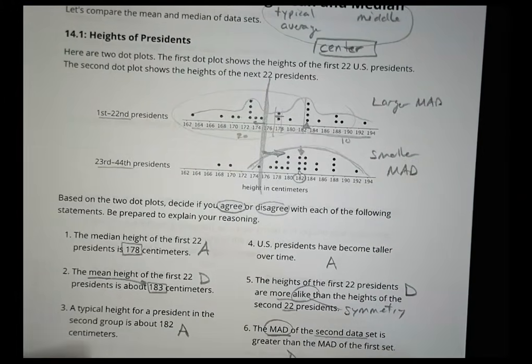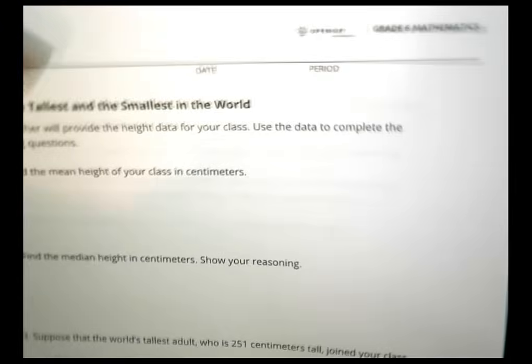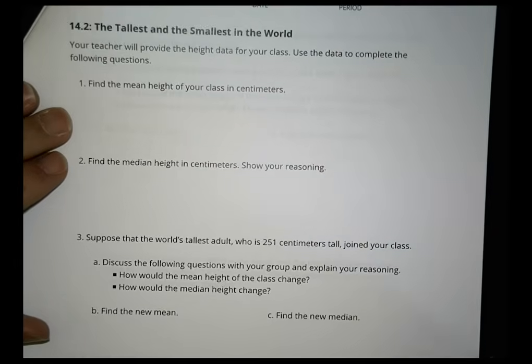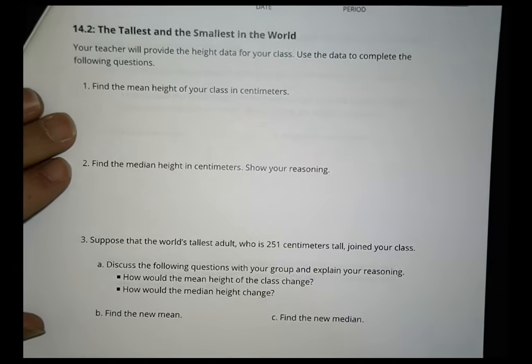Okay. So here's the first activity, really, besides presidents we're doing some math with, okay? Besides some predicting. Your teacher's going to give you height data for your class, which we used back in Lesson 1.